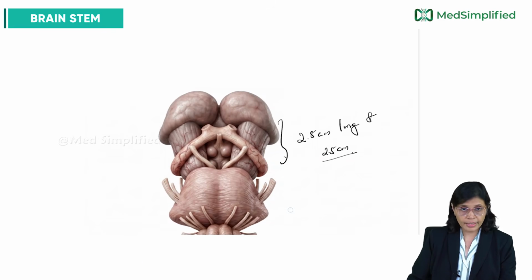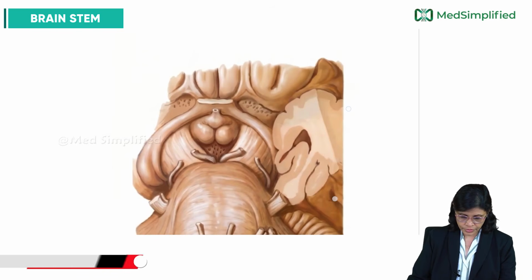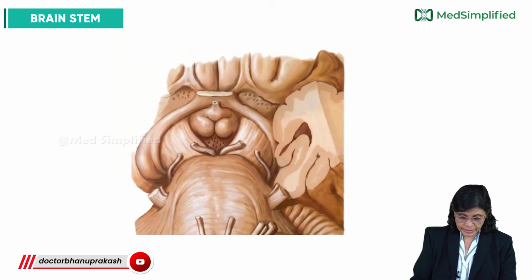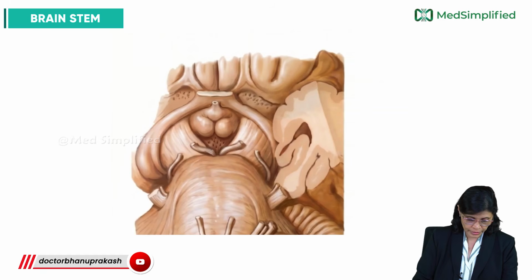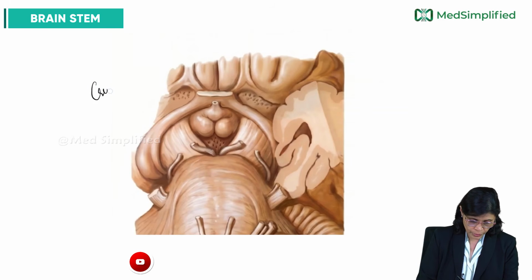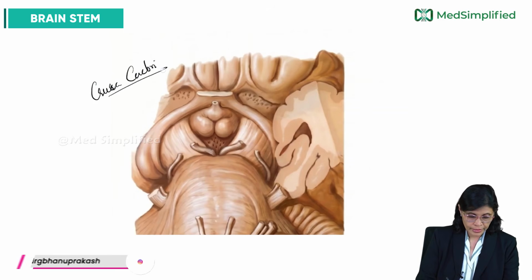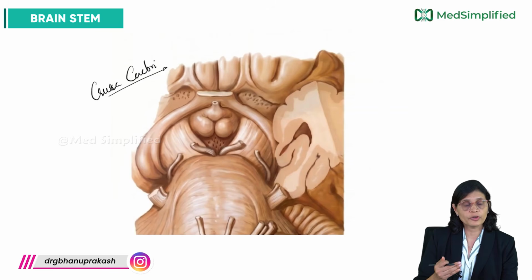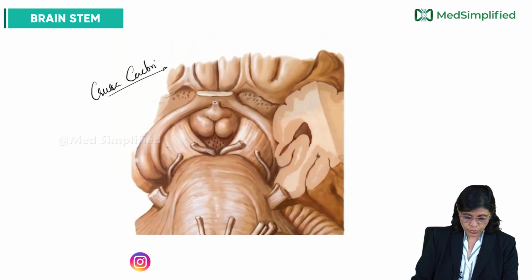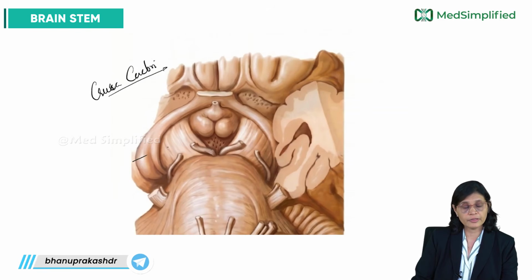When we see the ventral part, this is a closer view. The ventral surface of the midbrain consists of two crura cerebri. These crura cerebri emerge from the cerebral hemisphere and converge downward to enter the pons. They form what we call the posterolateral boundary of the interpeduncular fossa.